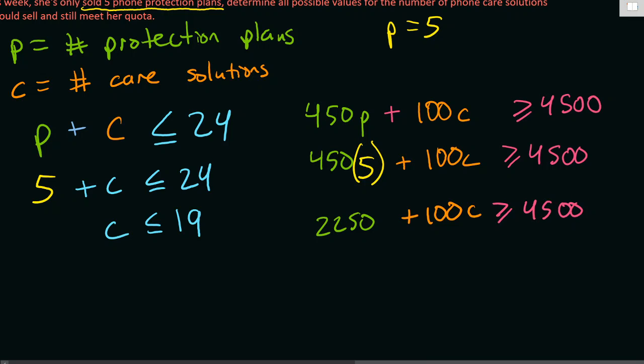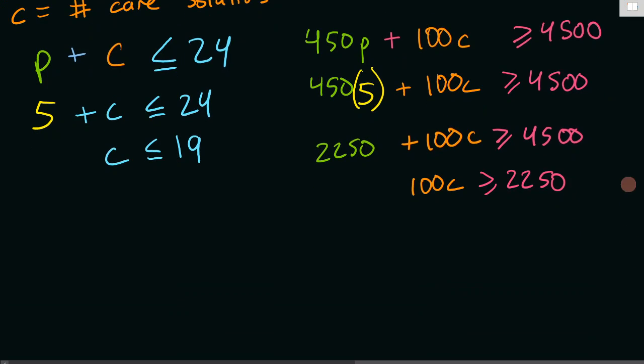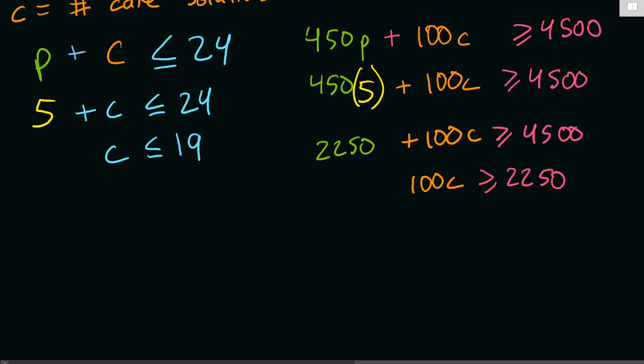And 2,250 is half of 4,500. So when we subtract, it's going to be just 100C greater than or equal to 2,250. And dividing by 100 I can do in my head. You just shift your decimal place 2 times. So that's 22.5. Wait a second.